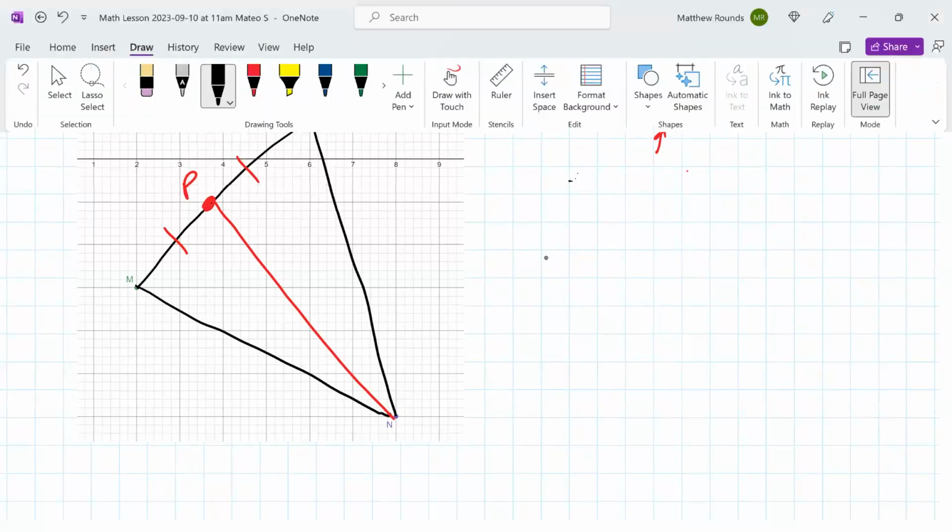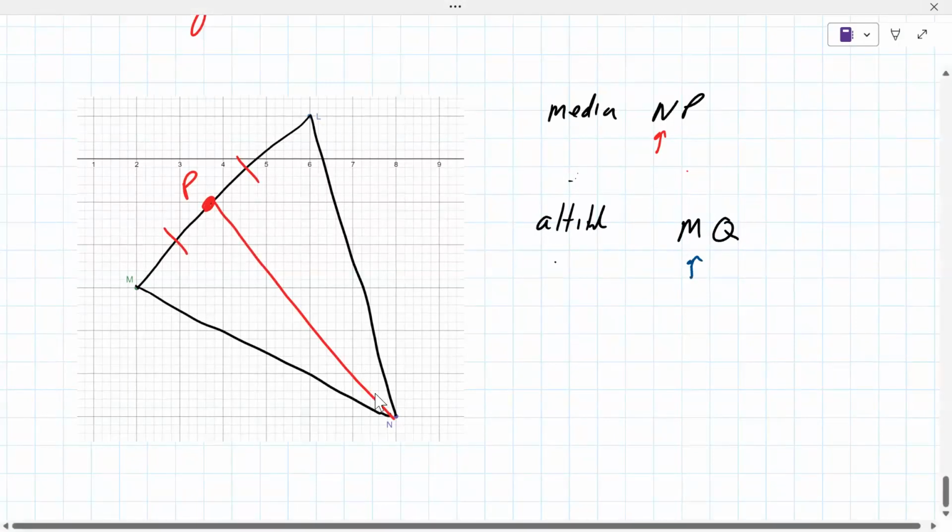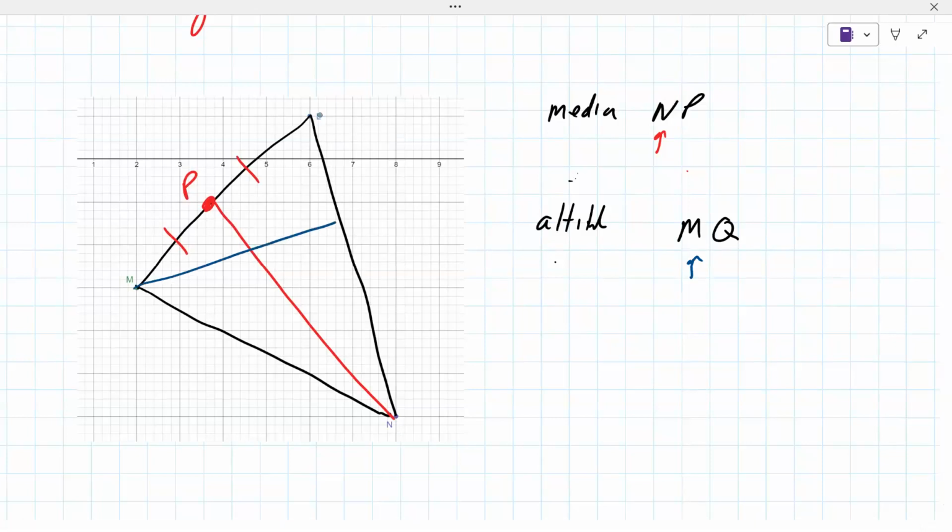We also talked about the idea of an altitude MQ. That means it has to go through M, but then Q is somewhere over here on LN, to be determined. But the big thing is that it meets at a 90-degree angle. That's what's really critical there.